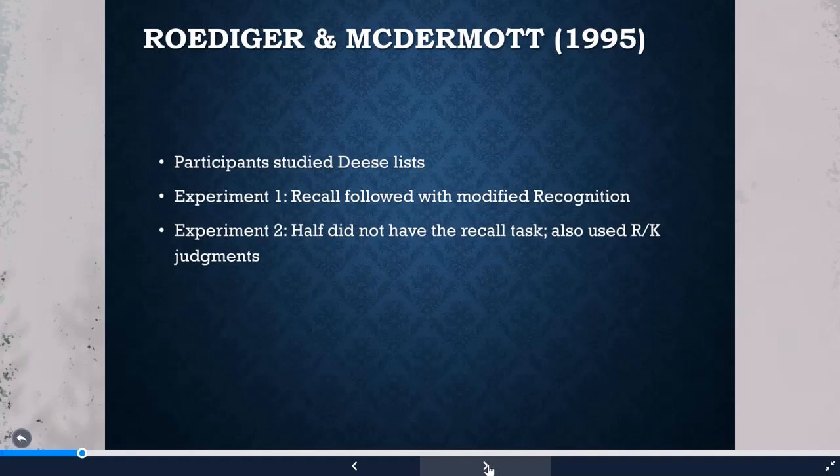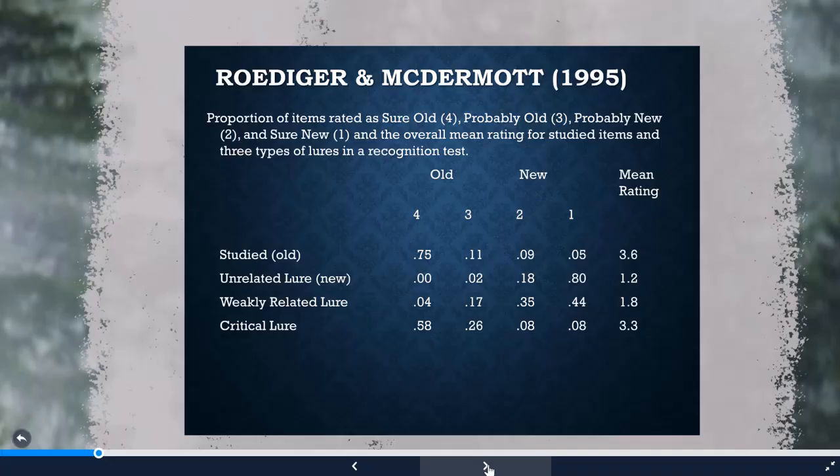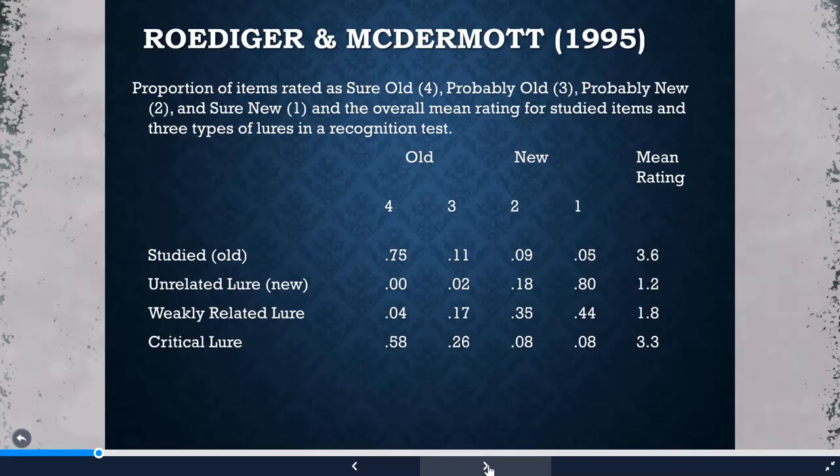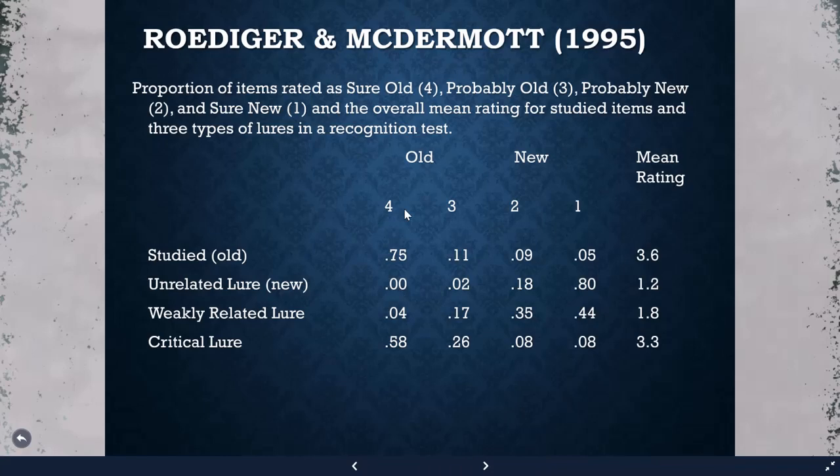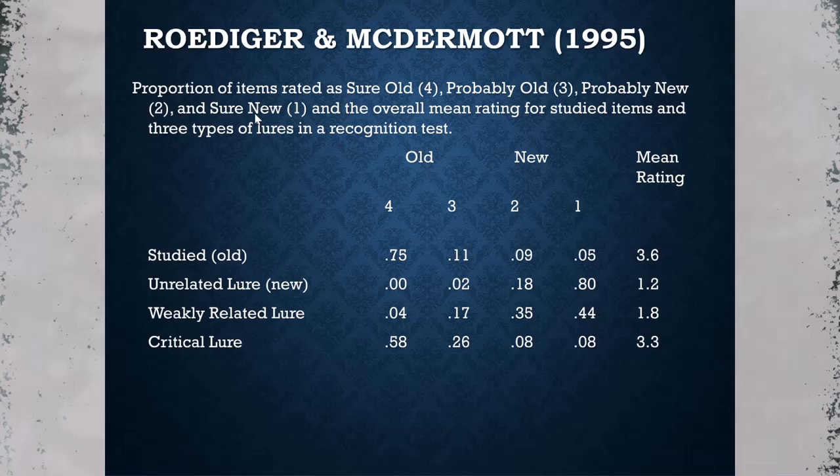Experiment 1, as I mentioned, was recall followed by modified recognition. Let's take a look at what they found. They indicated whether they were sure an item was old, probably new, or sure new, so they got a little bit of confidence. As you know, I asked for your confidence ratings as well. So let's take a look at what they found. These are the studied old words, and you can see that 86% of the time people identify them as old, and most of the time they're sure that they're old.